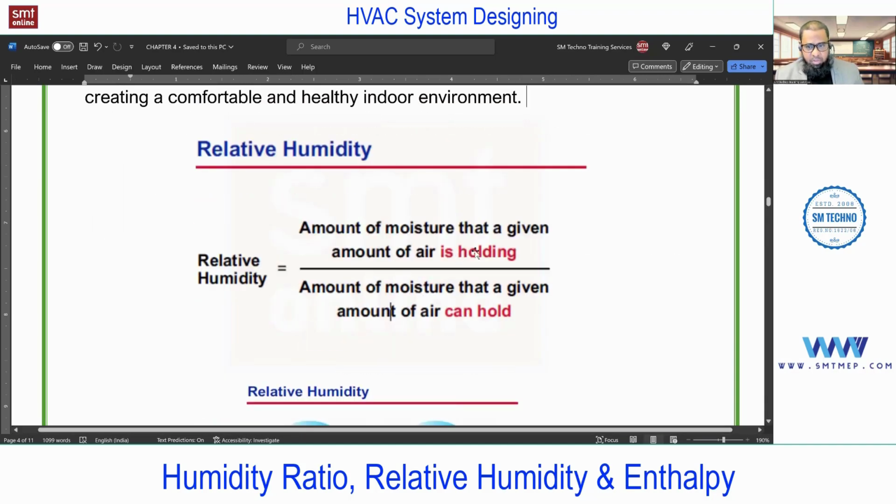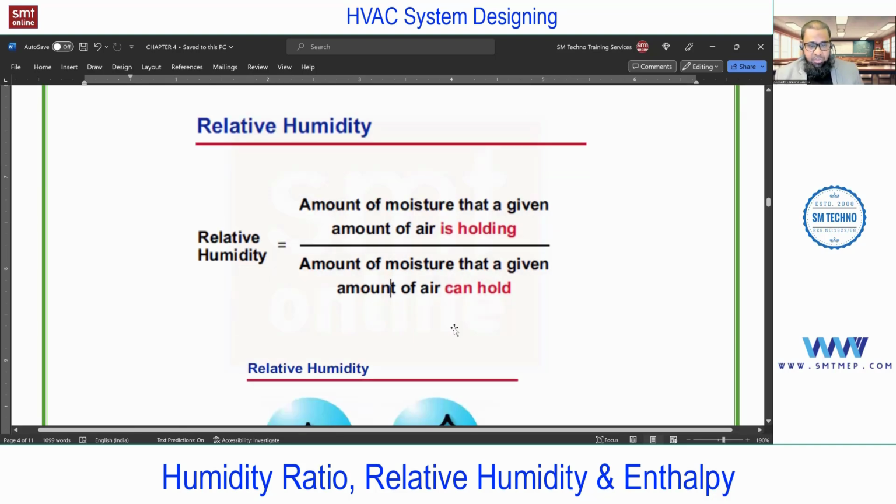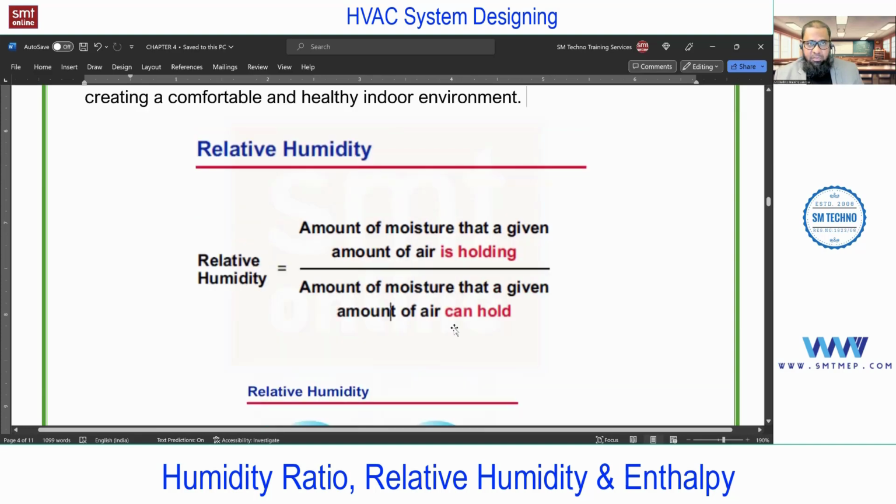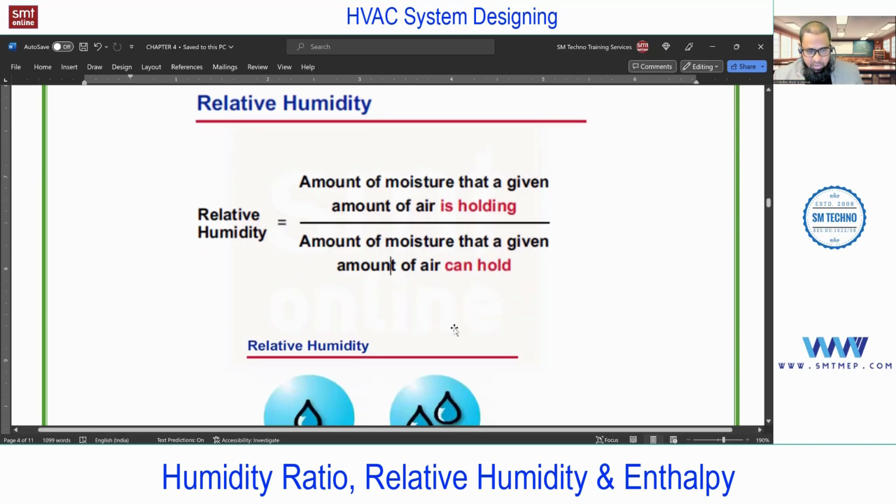See what I explained: relative humidity is the amount of moisture that a given amount of air is holding, divided by the amount of moisture the air can hold, meaning at the saturation condition. And remember one more point, you can make a note of this: when the air is in saturated condition, dry bulb, wet bulb, and dew point temperature will be the same. I'll show you in the psychrometric chart. At the 100% RH line, the three property values are going to be the same.